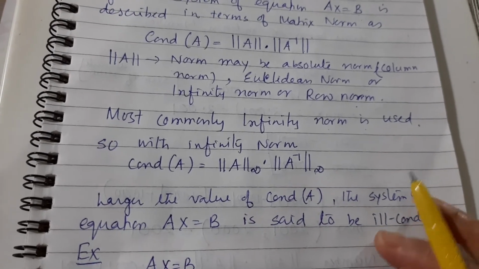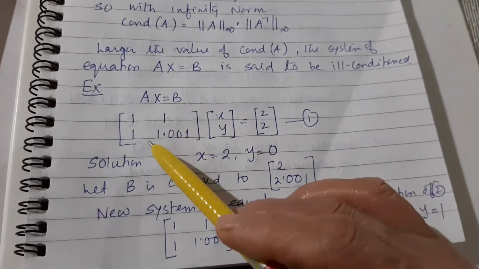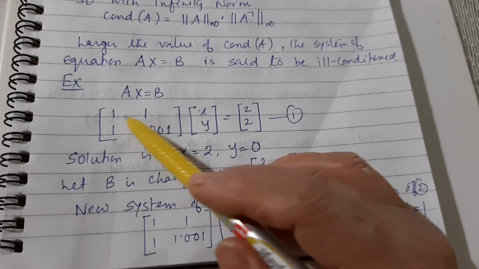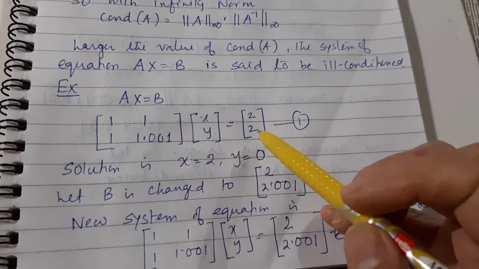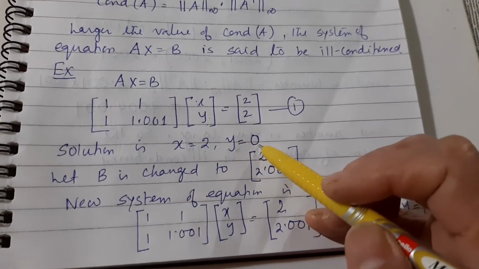So, now I am going to give you an example. Let us give an example. Ax = B is represented by this equation. A is [1, 1; 1, 1.001], x, y is the solution vector, and B is [2, 2]. If I solve this equation, you get the solution as x = 2, y = 0.